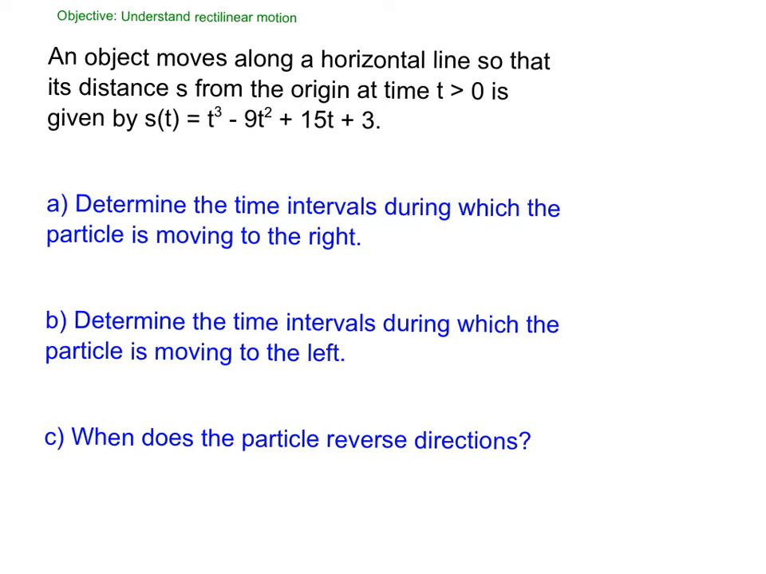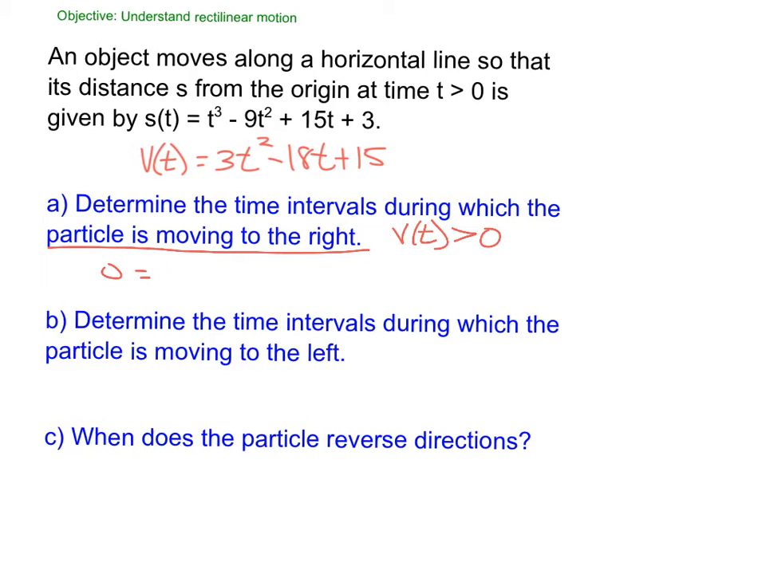Determine the time intervals when the particle is moving to the right. So the particle is moving to the right. That means the velocity is greater than 0, right? The velocity is greater than 0. And it's helpful to write that down. So if position is s of t, velocity is the derivative. 3t squared minus 18t plus 15. Factor and solve.